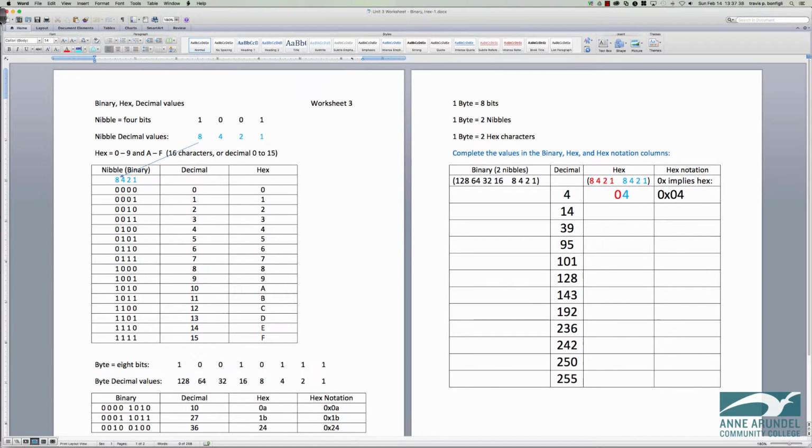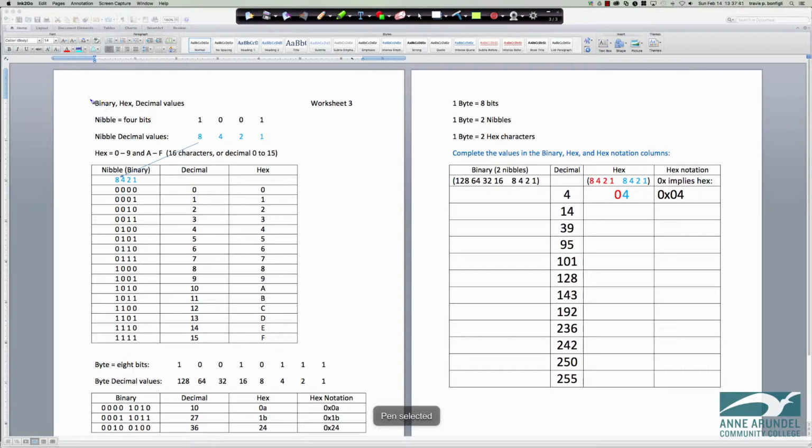All right, so if we were to start over here, you can see that a nibble, remember, is 4 bits or half of a byte, and the nibble decimal values, because we're talking about the low order 4 bits, are going to be bit position values of 8, 4, 2, and 1. Now remember, we're talking about binary, so the value is either on, which means it's a 1, or it's off, which means the value is a 0.